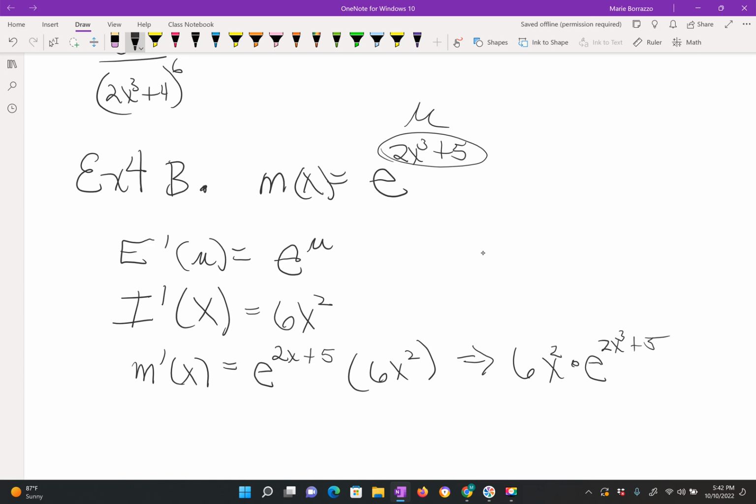Okay? Just so you know, in the beginning of m prime of x, you forgot to add the cube. Yeah, no, there's a cube there that did not go away.